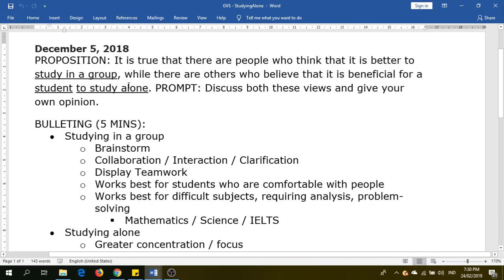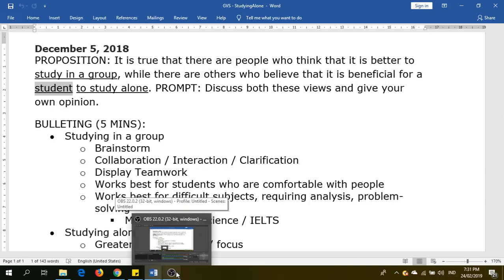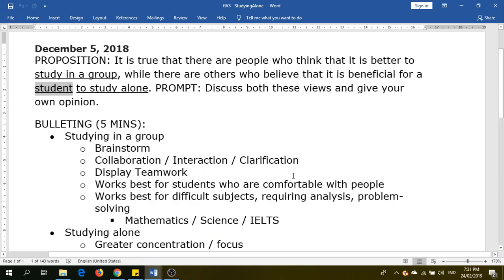What we did here is we underlined the key phrases, like for example, studying in a group versus studying alone. So we really needed to underline these phrases so that we won't get lost. And then, of course, we also underlined the keyword of students. So what we're really talking about are people who are still in the studying age, whether it's better for them to study in a group or to study alone.